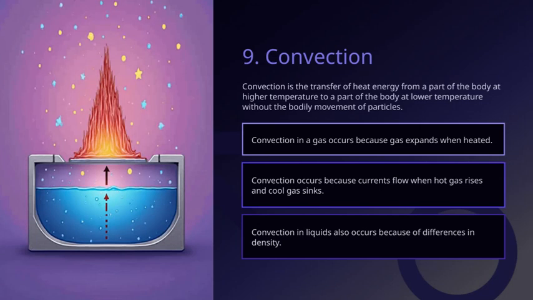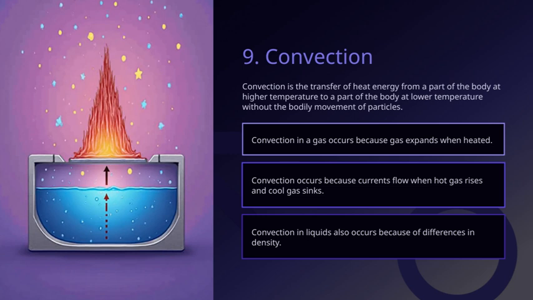Convection in liquids also occurs because of differences in density. When parts of a liquid become heated, they tend to become less dense and rise, while cooler, denser parts sink. This creates a circulation pattern that transfers heat throughout the liquid. Convection occurs because currents flow when hot gas rises and cool gas sinks.